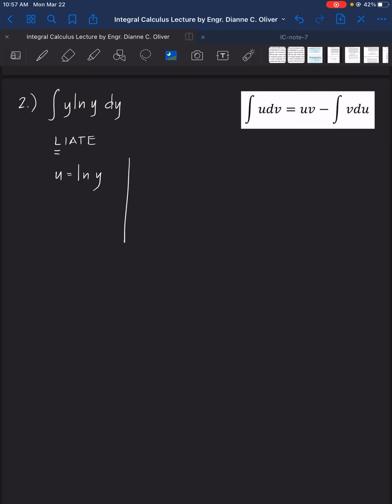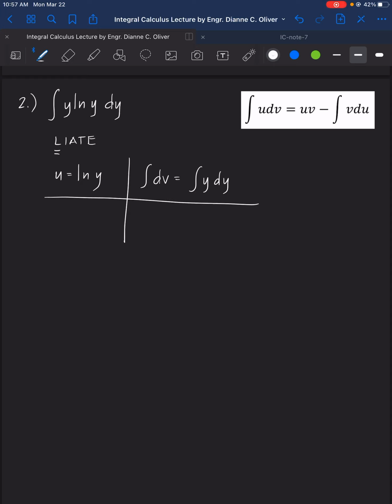If we will be using integration by parts, then again, let's go back to LIATE. So we have logarithmic, and obviously it comes first. So if logarithmic comes first here, we will have u is equal to ln of y. Then, again the pattern so that we won't forget: we're looking for the u, then the integral of dv. So the integral of dv is equal to the one left, which is the integral of y dy. Then, having u and the integral of dv, we will be looking for du and v.